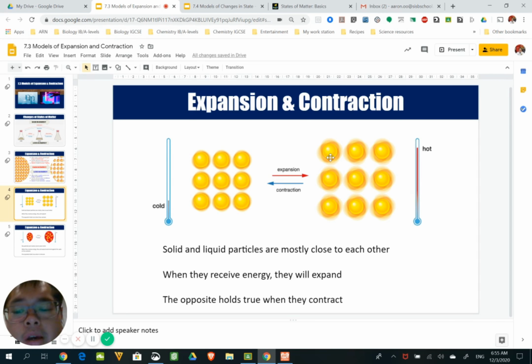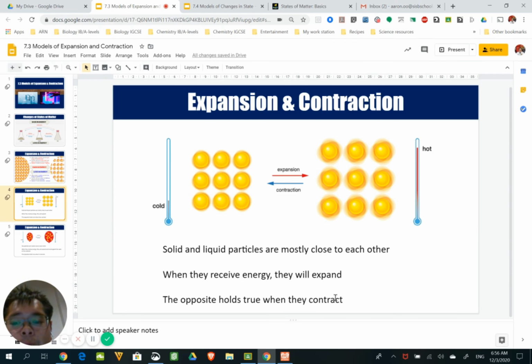We are not talking about expanding the size of the particles. We are talking about expanding the distance between the particles. It's the distance that will tell you about the volume, okay? So here is nothing new. You just basically need to understand when you receive energy, you will expand.